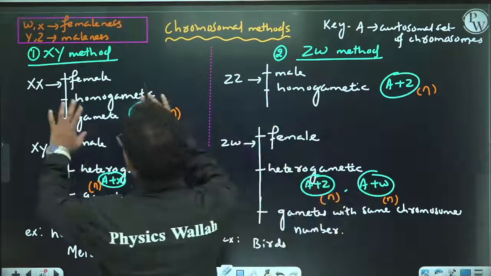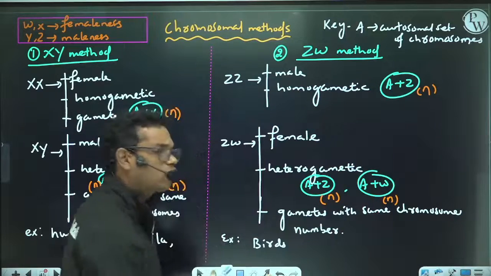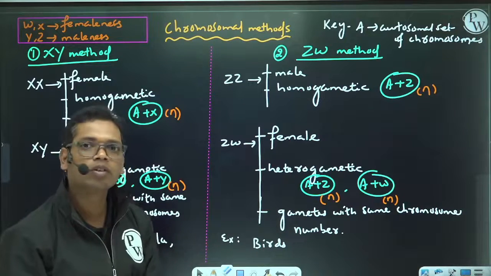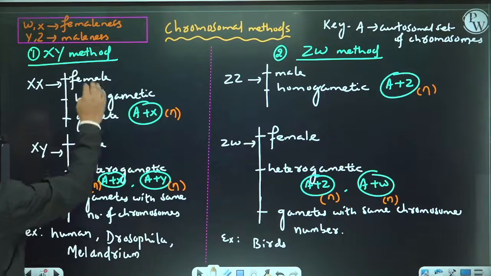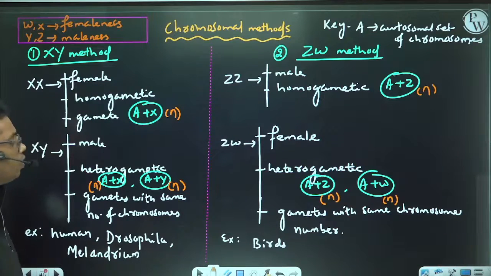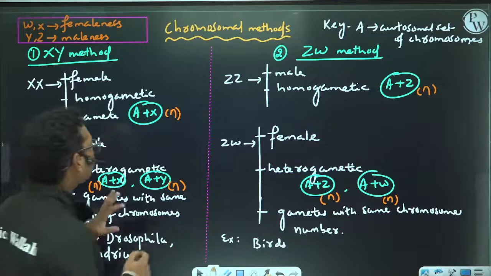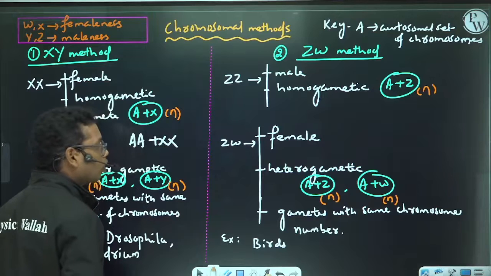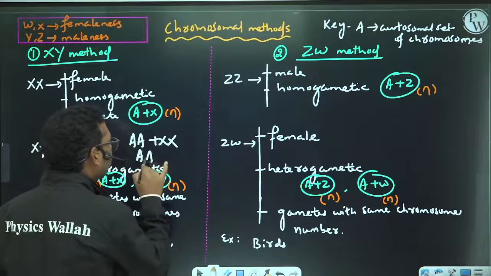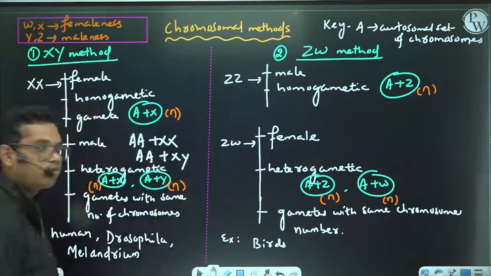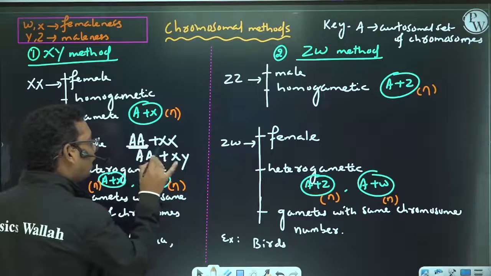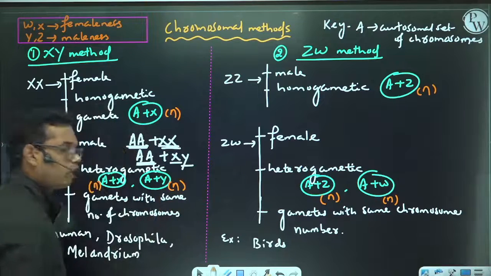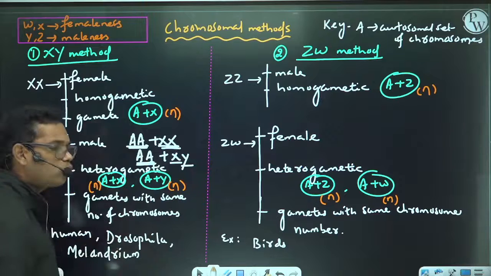Now, the XY method, ZW method, XO method and ZO method, these are the different chromosomal methods. What do you understand by the XY method? As per the XY method, the individual may have AA plus XX chromosomal combination, or it may have AA plus XY chromosomal combination. That means 2 autosomal sets and 2 X chromosomes, or 2 autosomal sets and 1 X chromosome and a Y chromosome. These are the chromosomal combinations.